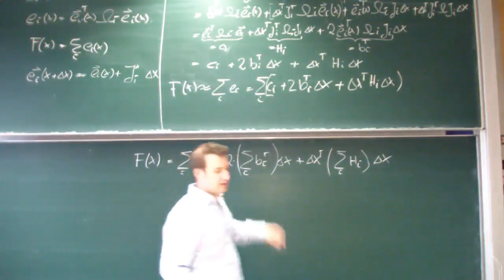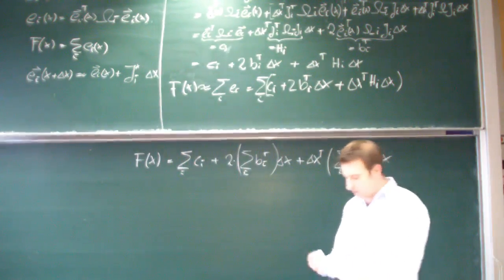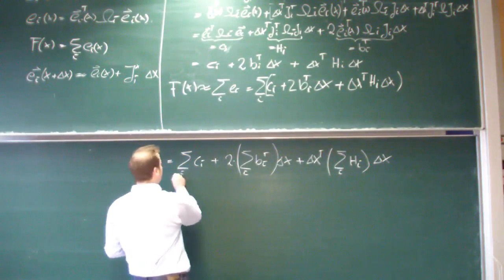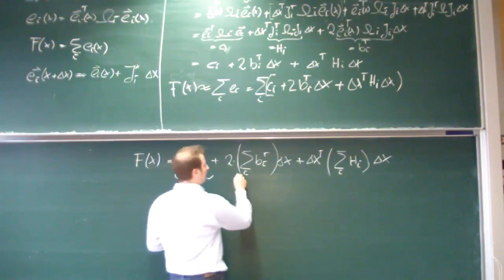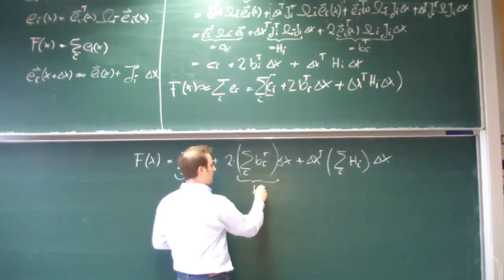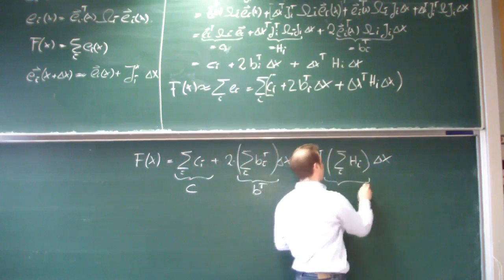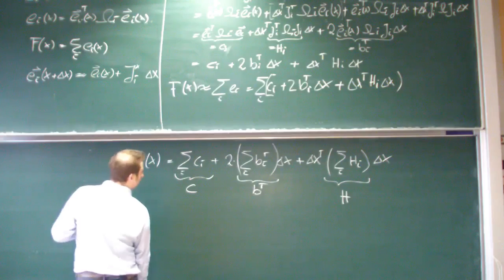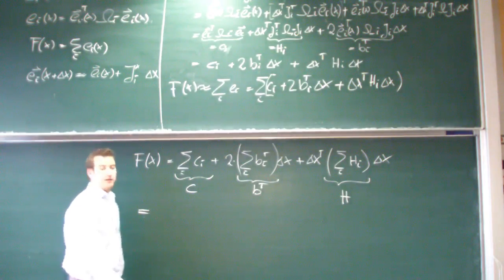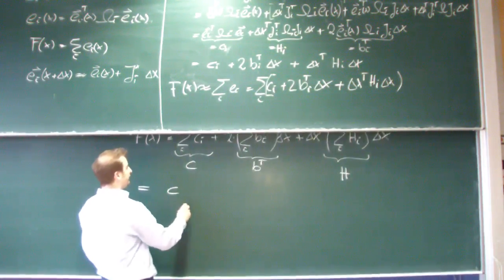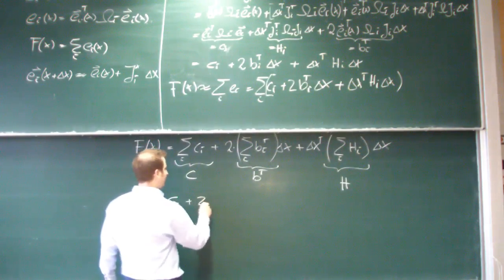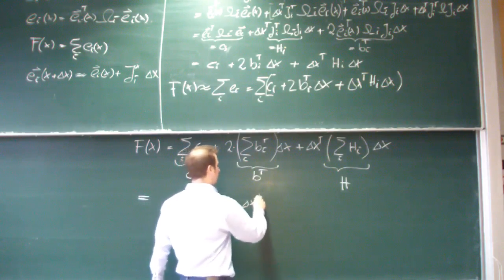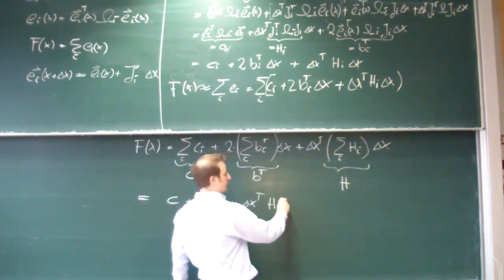Just move the sum in there. And now I can actually use this to make a new definition. So I call this thing C, this thing B transposed, and this guy H. If I do that, I come up with the following form. So this is C plus 2 times dt plus delta x transposed H delta x.